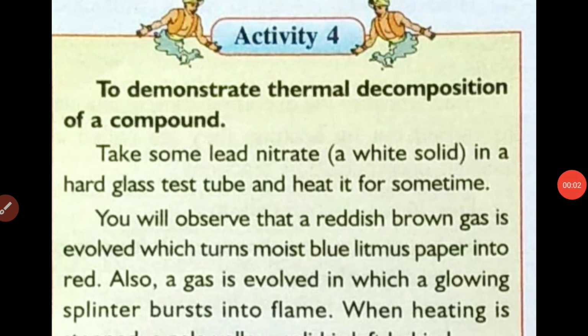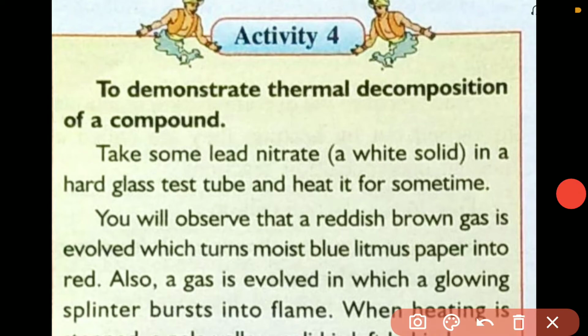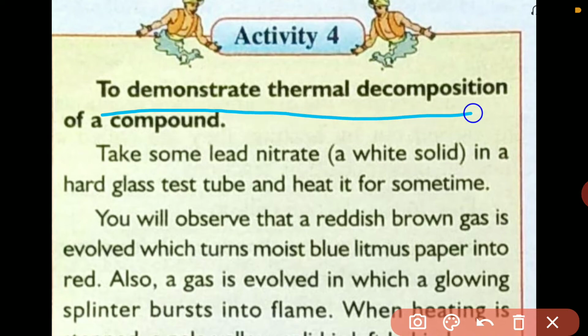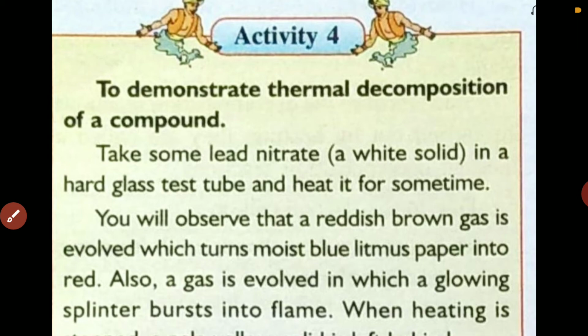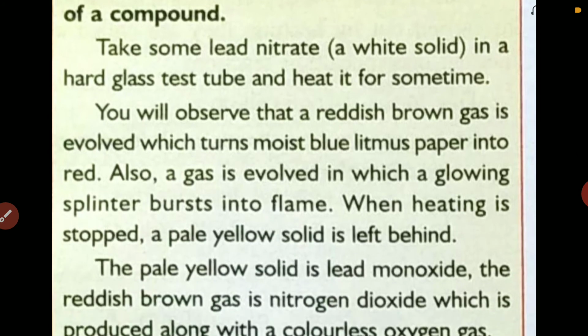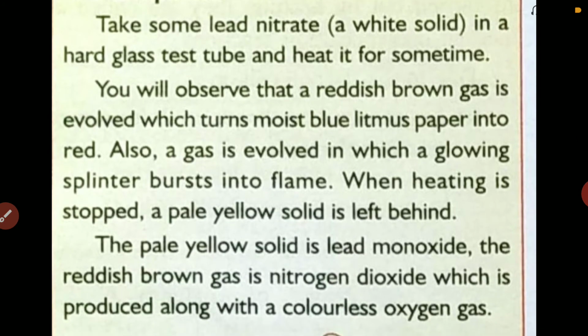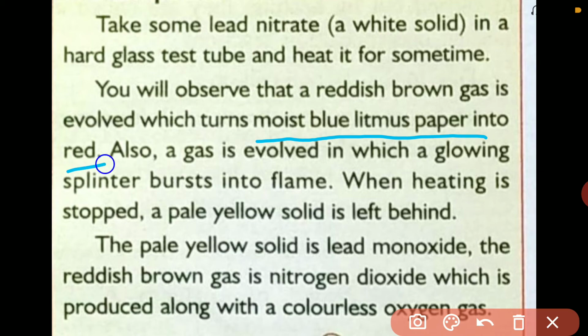Let us try to understand decomposition reaction with an activity. You can go to activity 4 in your book. This activity is to demonstrate the thermal decomposition of a compound. So take some lead nitrate, a white solid, in a hard glass test tube and heat for some time. You'll observe that a reddish brown gas is evolved, which turns moist blue litmus paper into red.